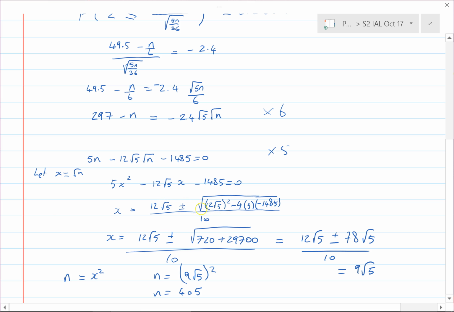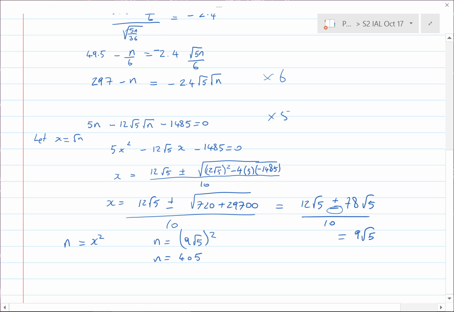If you use the quadratic formula, you get 720 over 29700. Okay, and then that comes to 78 square root of 5. The negative one can't be relevant because that will give me a negative value of x. And then we can simplify so we get the value of x is 9 square root of 5, and finally we have to square it because we let x equal the square root of n, so that means n equals x squared, which gives us n equals 405, which is the answer.